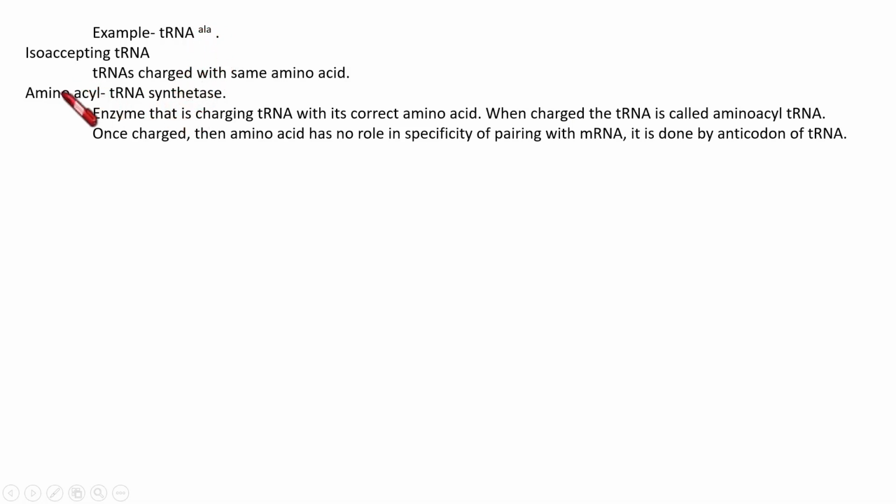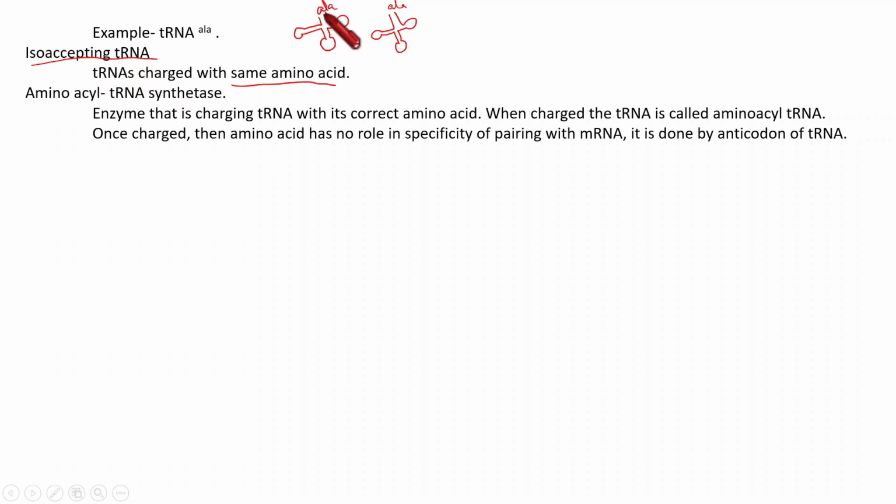Then what is this iso-accepting tRNA? Iso means same. So suppose this is one tRNA. This is another one. And this one is charged with alanine, and this one is also charged with alanine. So these two tRNAs are isoaccepting. That means those tRNAs that are charged with the same amino acid are called isoaccepting tRNAs.